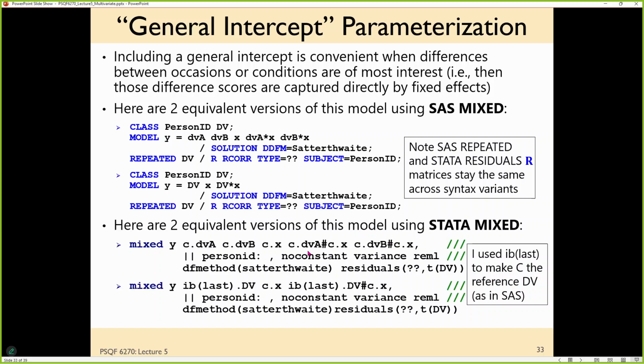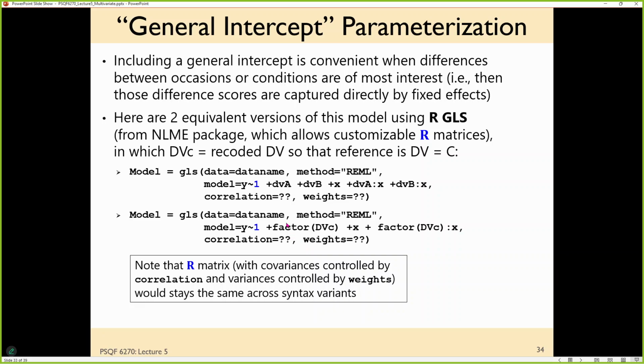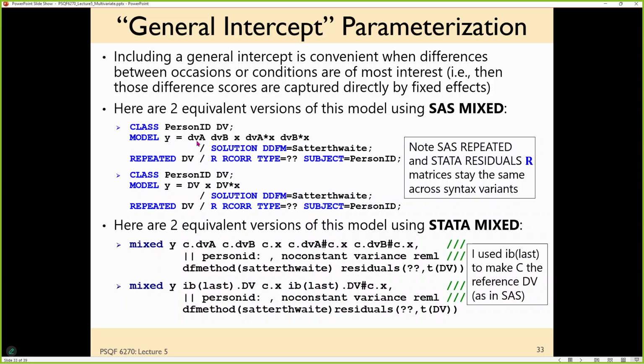And in R, it would look like this. And so there's two ways to do this. In the first one, I'm writing out all the individual dummy codes, A's and B's. In the second one, I'm letting the program do it as a categorical variable for DV. So the code is shorter, but it's less transparent because it's using the internally created binary contrasts to represent DV. So you wouldn't know just looking at this code how many fixed effects are in your model. You'd have to know how many DVs you have to figure that out.